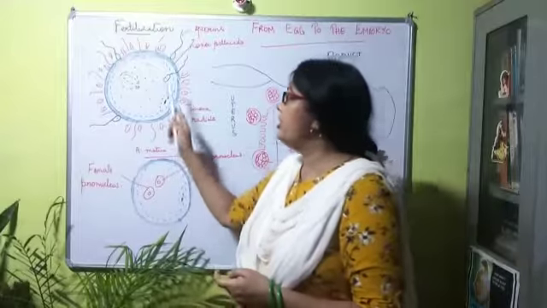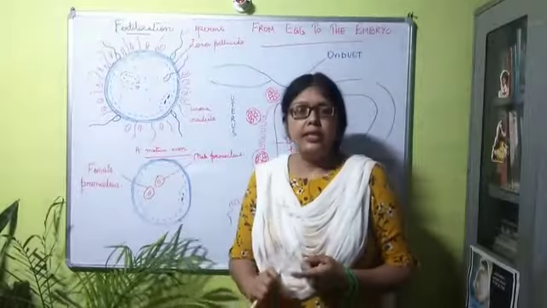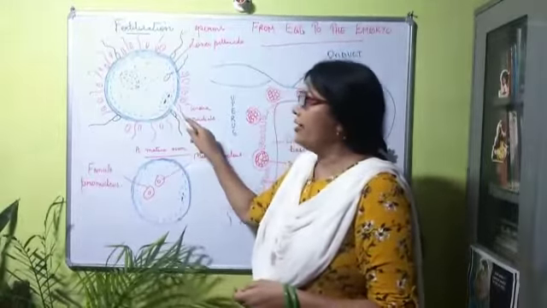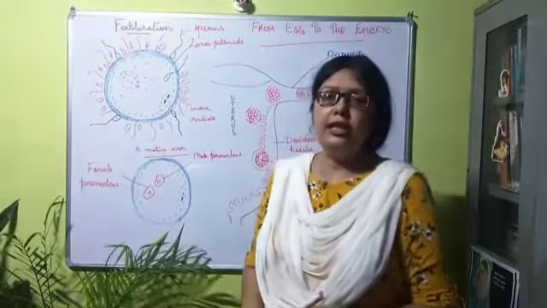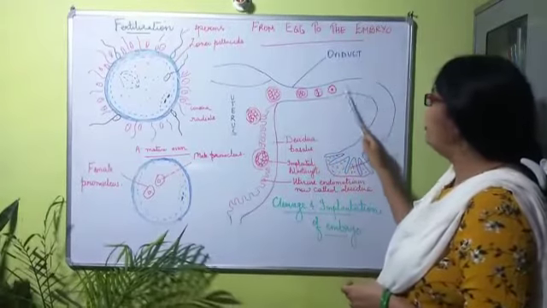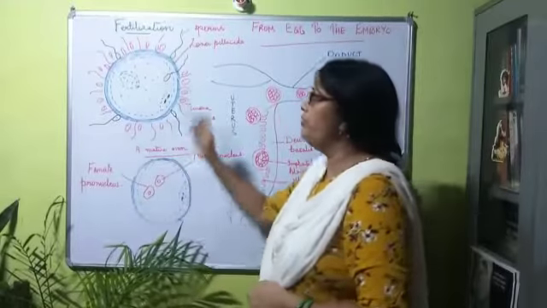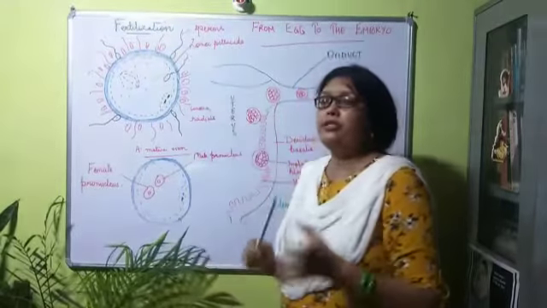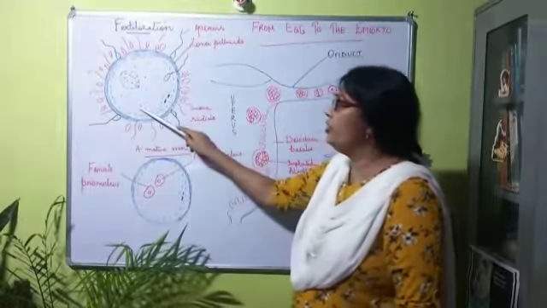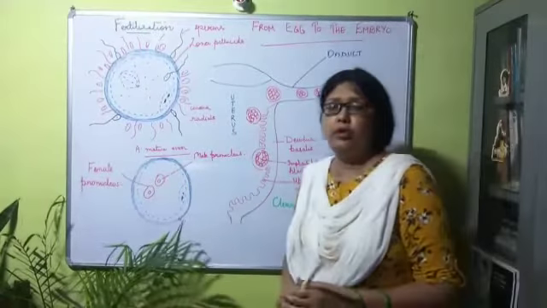First is the capacitation of the sperms. Capacitation means maturation of the sperms. Second is the entry of the sperm into the ooplasm and activation of the ovum. And the third is the ovum and sperm interaction in the fallopian tube or the oviduct. So, three steps in fertilization. First, capacitation of the sperm, that is maturation of the sperm, entry of the sperm into the ooplasm and activation of the ovum, and sperm and ovum interaction in the oviduct or the fallopian tube.